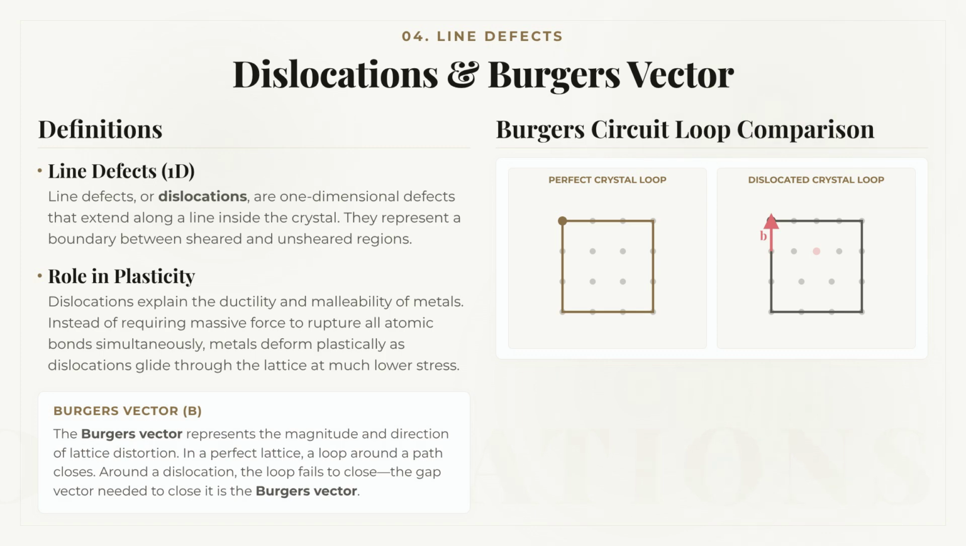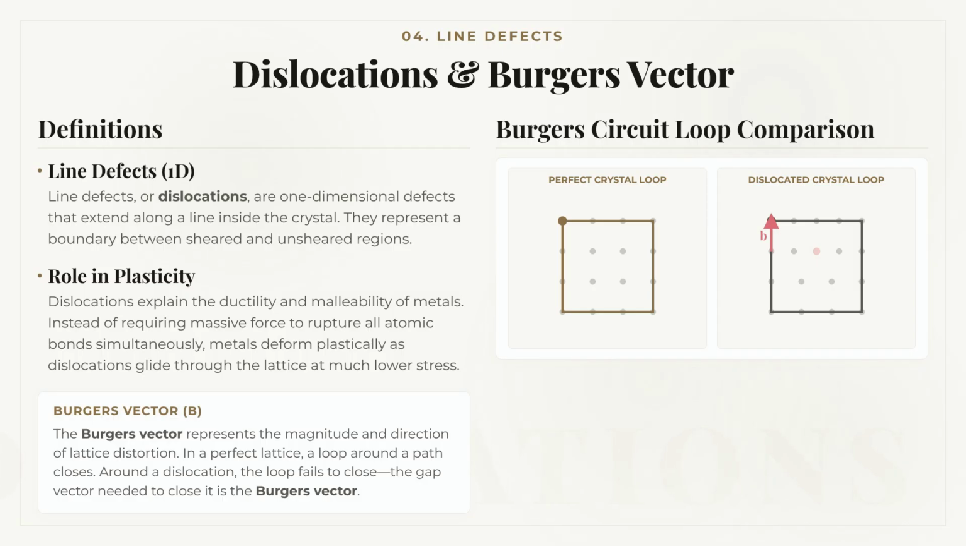This movement allows plastic deformation to occur at much lower stresses. Thus, dislocations are responsible for the ductility and malleability of metals. To describe a dislocation quantitatively, crystallographers use a vector known as the Burgers vector.